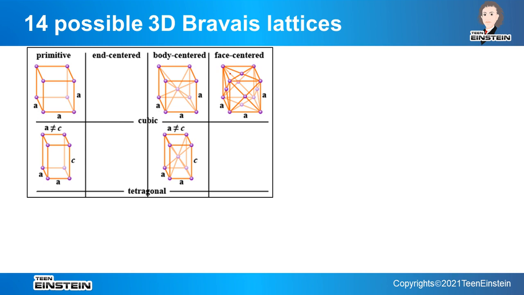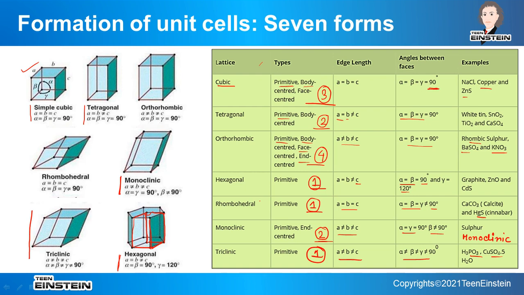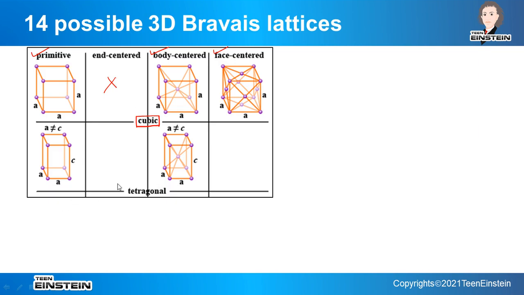Okay, Bravais lattice. So here you can see under cubic we have primitive, body centered, face centered, no end centered. That we have already seen in the previous slide. Here no end centered, only 3 types. Then under tetragonal only 2 types. So this is tetragonal. Here we have 2 types only. This is the column of primitive, second column end centered, third column body centered, last one face centered. So here we have primitive and body centered, only 2.